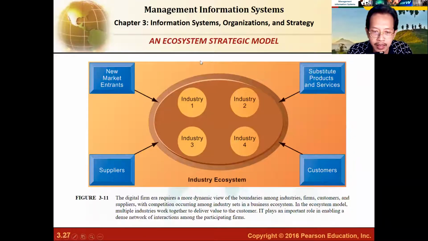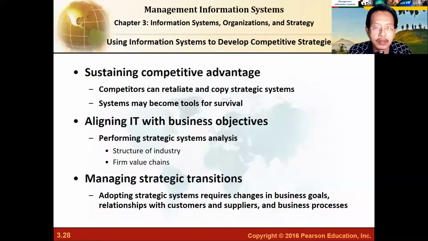And then here, this is an extension of that concept. You have one industry, let's say Honda: they have their suppliers, their customers, their distributors. This is Toyota, this is Suzuki, and so on. They would be having their own value chain here. And the value chains of these companies would be competing against, once again, new market entrants, substitute products, customers, and suppliers. So it becomes a larger ecosystem because of the use of information systems.